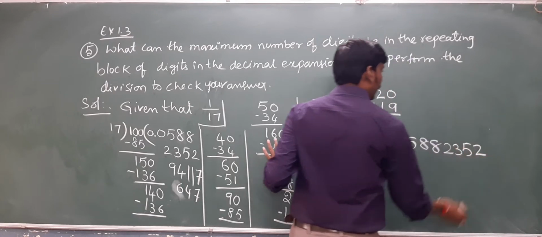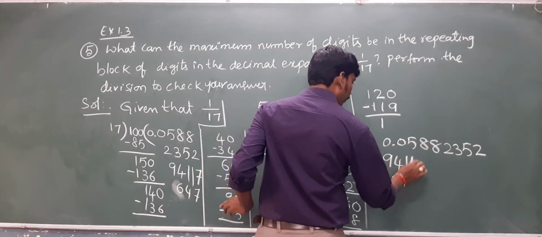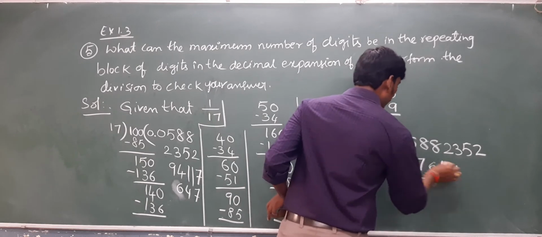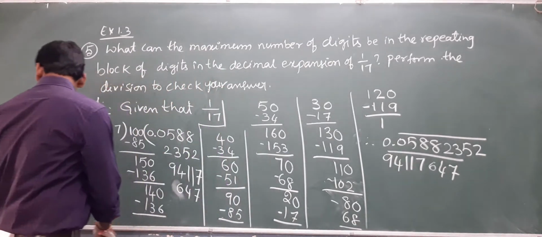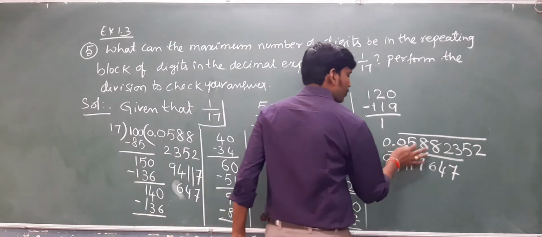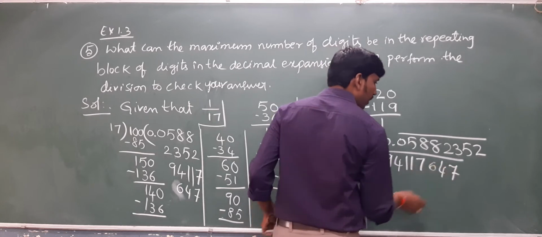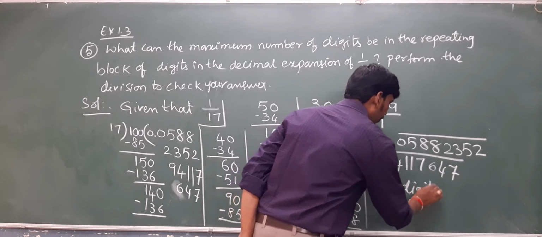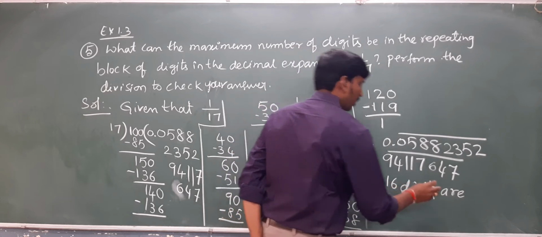0.0588, 2352, 94 continuation, 94117. So these many digits are repeated. These many digits will be repeated once again. How many are there? Just count it. See this here: 1 2 3 4 5 6 7 8 9 10 11 12 13 14 15 16. So therefore 16 digits will be repeated.